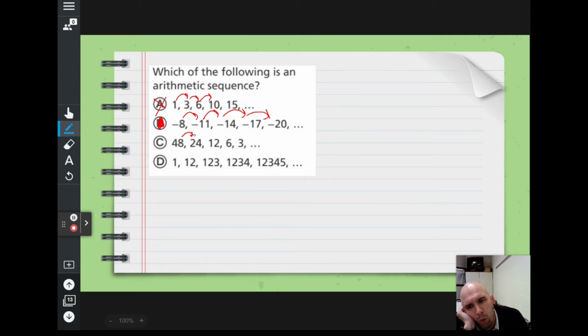Subtract or add negative 12, add negative 12. Oh, no, that's subtract 24, subtract 12, subtract 6. No. Add 11. Definitely not add 11. So, yeah, this wasn't a select all that apply. The answer is just B. Done.